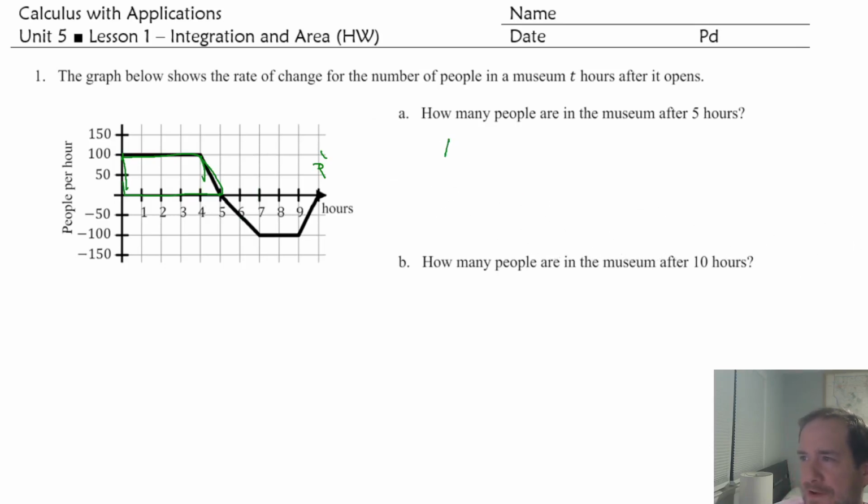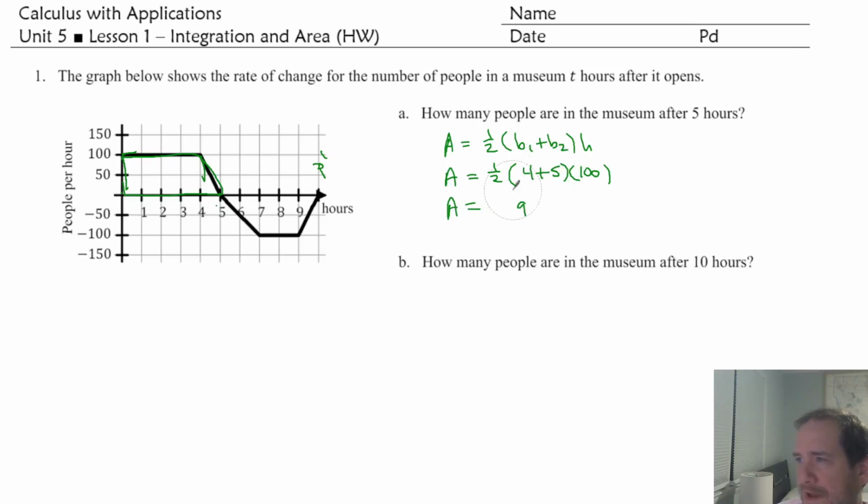You guys should get that our area is going to be 1/2 times base 1 plus base 2 times our height. And the bases are the parallel sides, which in this case are horizontal. So this guy is 4, and the bigger one is 5. So the bases are just 4 and 5. And the height is the distance between the two bases, which is 100.